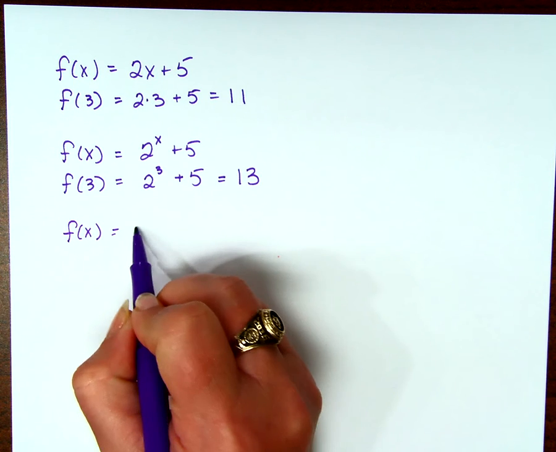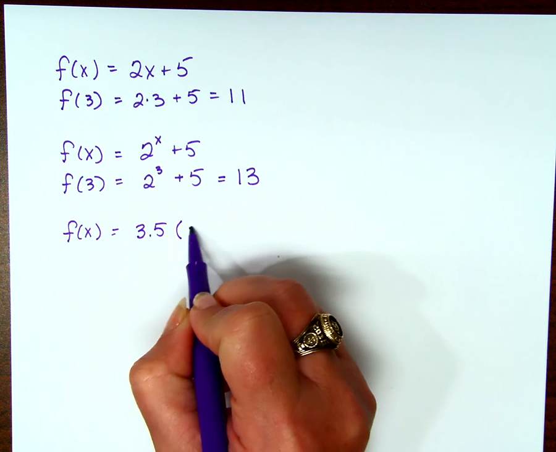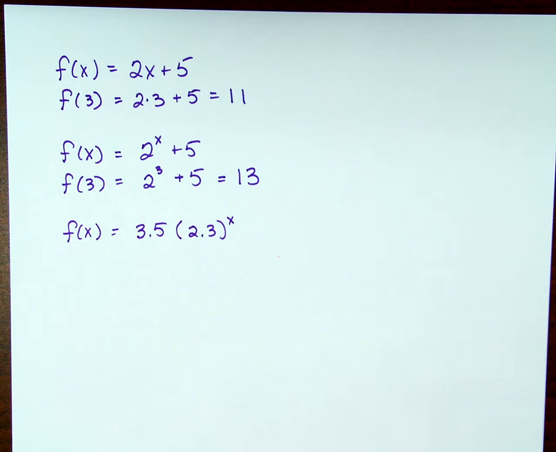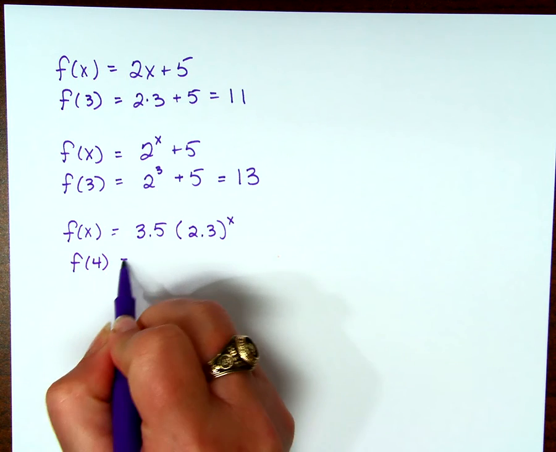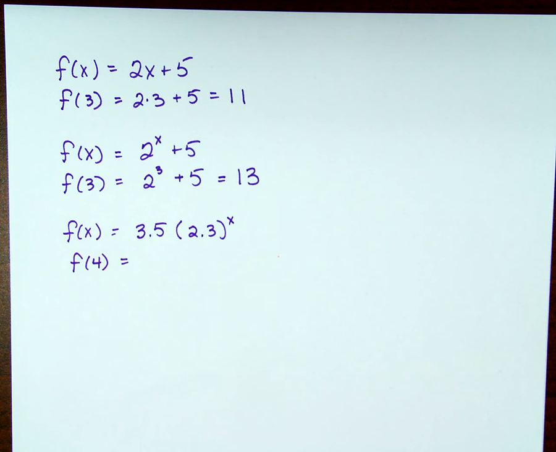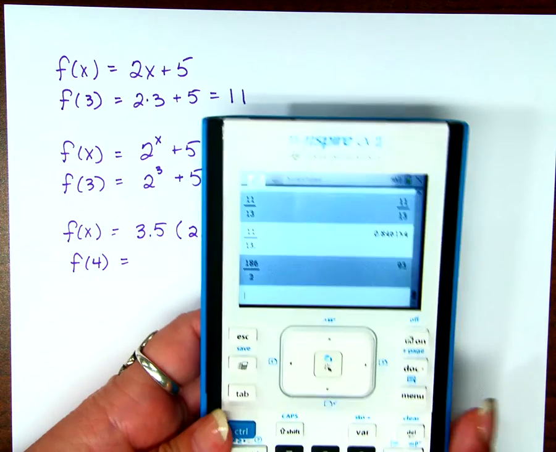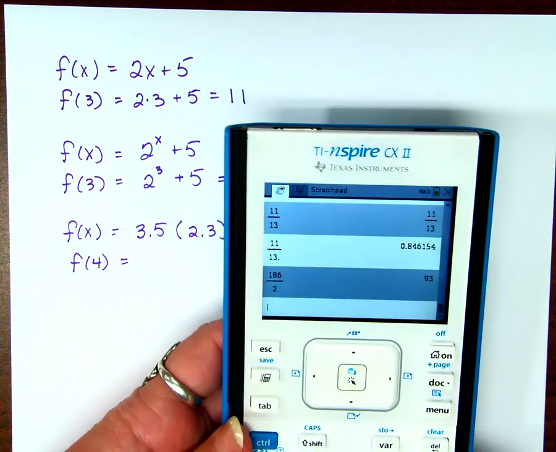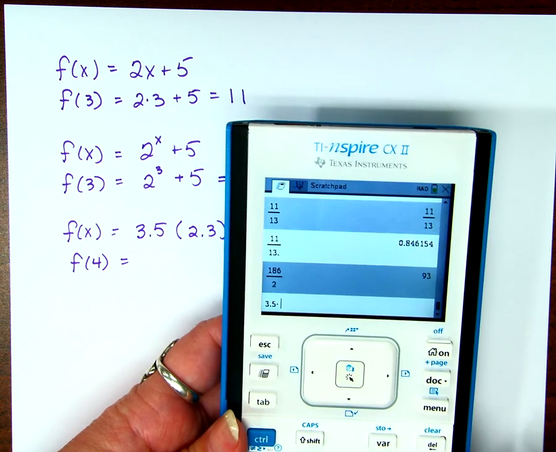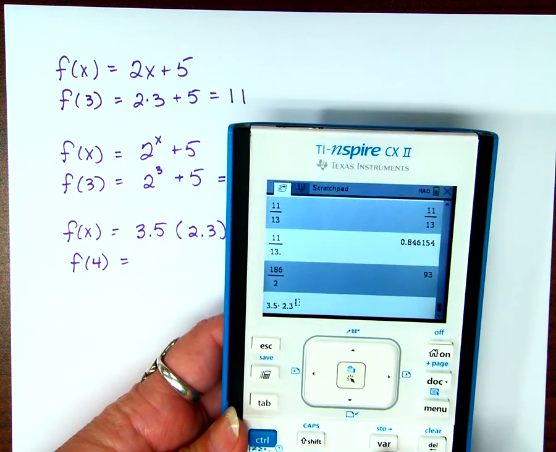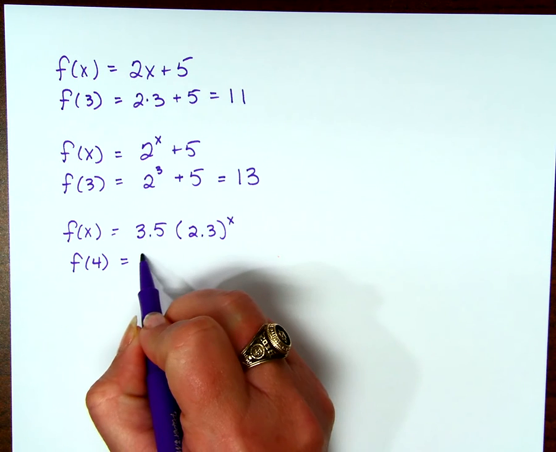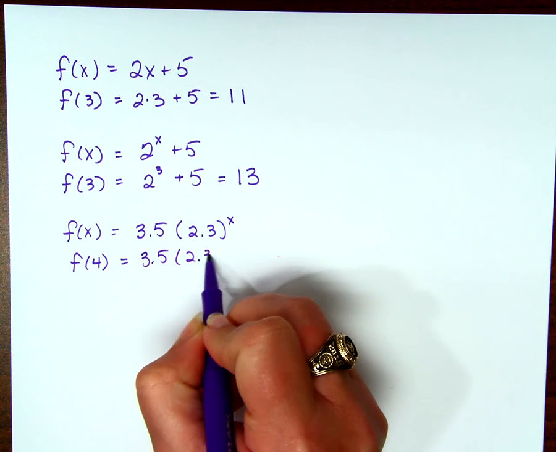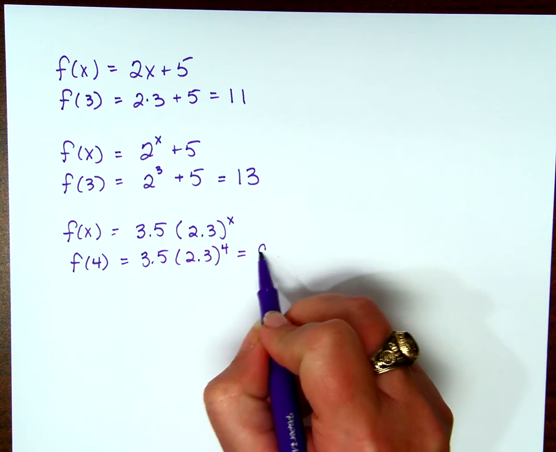Now, f of x is 3.5 times 2.3 to the x power. What if I ask for f of 4? Is that something you could do in your head? If you can, you're amazing, just like always. But we may need to resort to our calculator this time and say 3.5 times 2.3 raised to the fourth power.